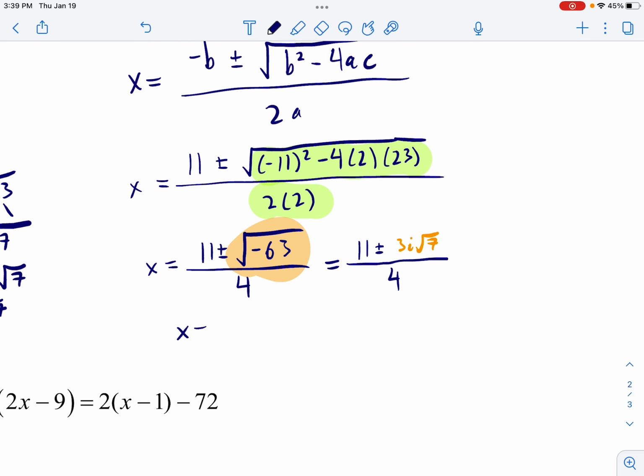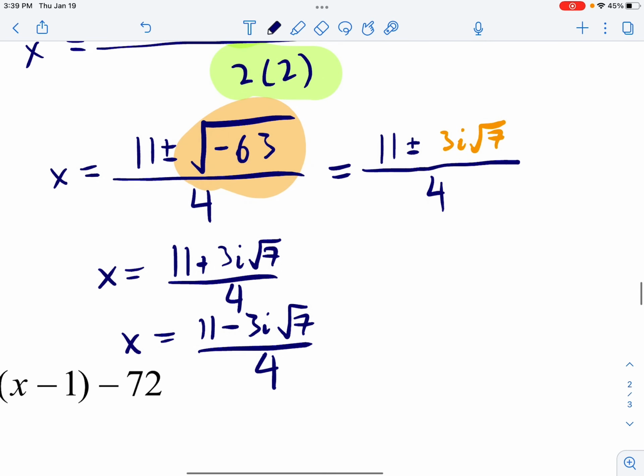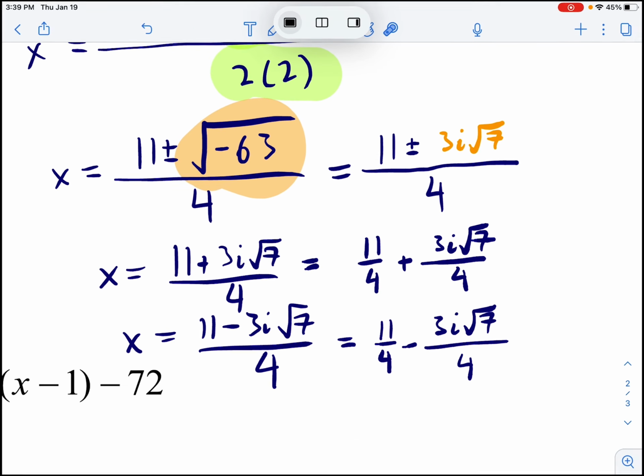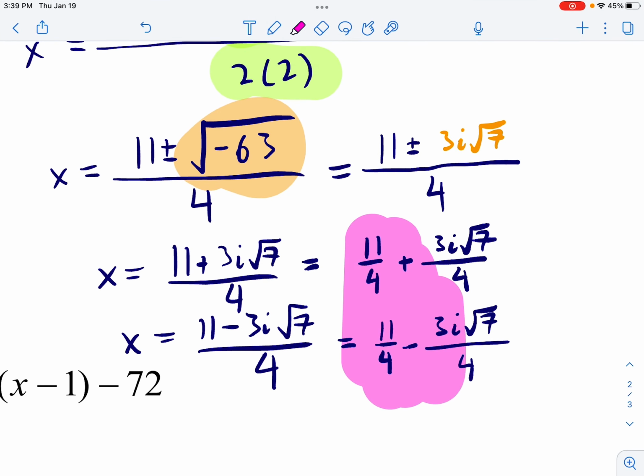So our two solutions are going to be x equals 11 plus 3i root 7 all over 4, and x equals 11 minus 3i root 7 over 4. Let's split up our numerators, guys. So 11 fourths plus 3i root 7 all over 4, and 11 fourths minus 3i root 7 all over 4. So there you go. Those are our answers. They're simplified already, but make sure all your fractions are in simplest terms. So here are our two solutions.